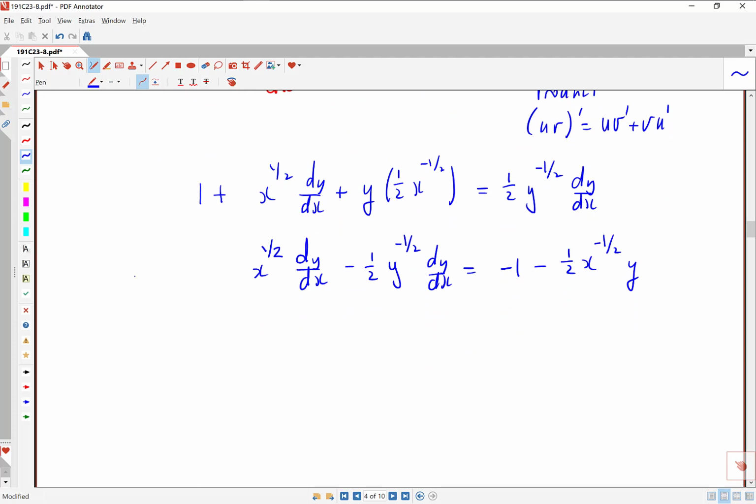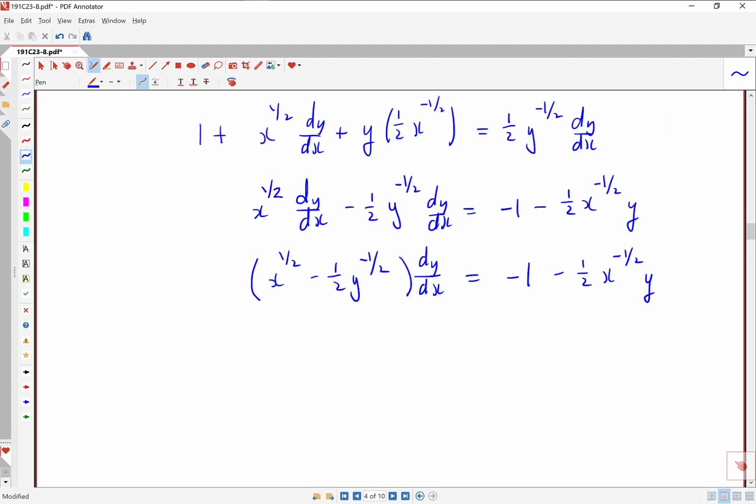Great, so we can do some factoring here. Pull out a dy by dx and you'd have x to the 1/2 minus 1/2 y to the minus 1/2 equals this right side. So nothing's changing on the right side at this point. And then the final step would be to divide through by whatever's in the brackets so that we can isolate that dy by dx. So we'll have minus 1 minus 1/2 x to the minus 1/2 times y, all over x to the 1/2 minus 1/2 y to the minus 1/2.